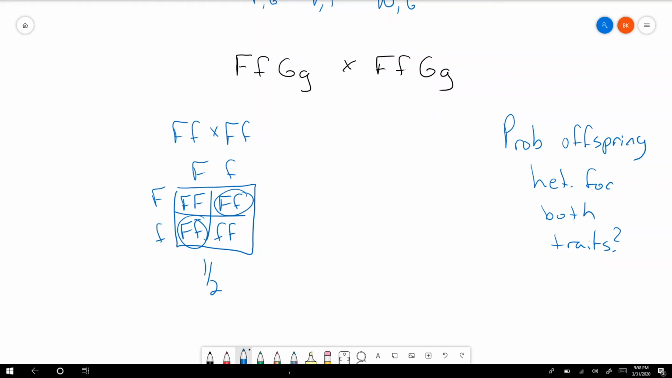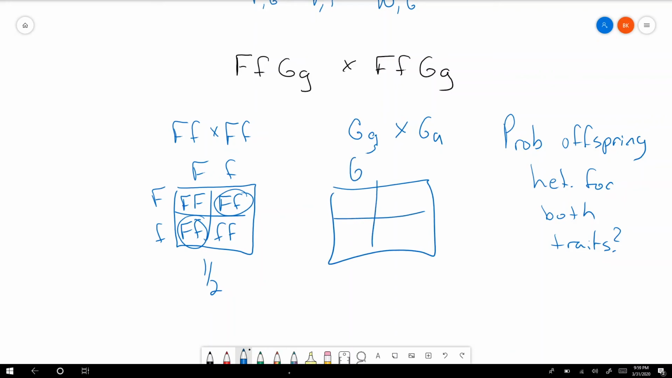Okay, and so again, the inheritance of the F gene does not impact the inheritance of the G gene. So we can also look at the G gene separately. We end up with the same thing. We can do the Punnett square pretty simply. See that we get the same pattern. And again, how many of these are heterozygous? 2 out of 4, or 1/2.